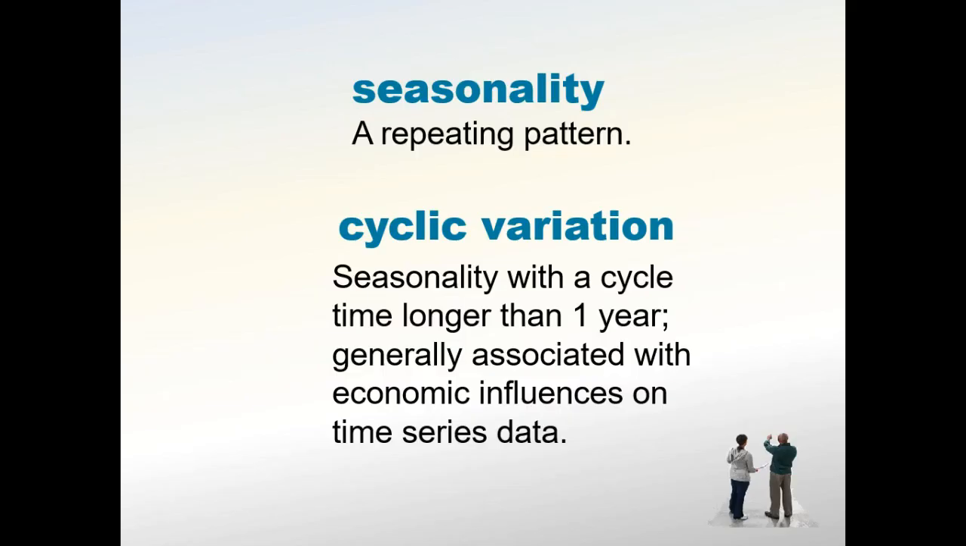And cyclic variation is a pattern of growth and decline that is recognized as separate from seasonality, distinguished by the fact that the pattern may take several years to complete, and the length of this long pattern will not necessarily be the same each time it cycles. So remember, cyclic variation is seasonality with a cycle longer than 1 year, generally associated with economic influences on time series data.